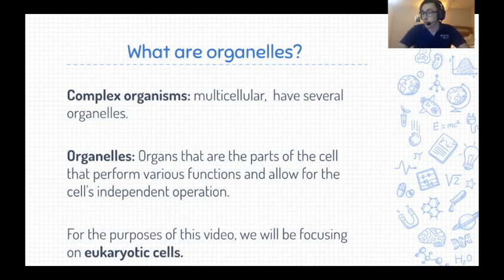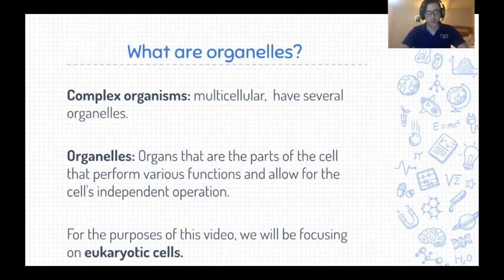In most complex organisms that are multicellular, they have lots of different types of organelles, each designated to have a different function within the cell. These organelles are parts of the cell that carry out various functions and allow the cell to have very independent operations going on at the same time. Now, for the purposes of this coloring activity and this drawing activity, we'll be focused on eukaryotic cells, okay? And then later on in the video, we're going to talk about the different characteristics that distinguish some eukaryotic cells from other eukaryotic cells.